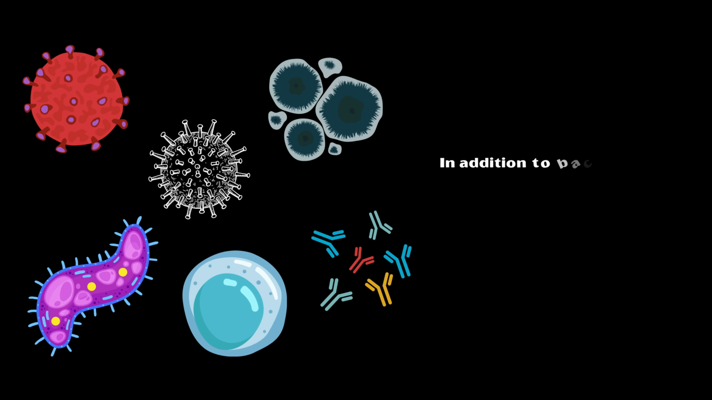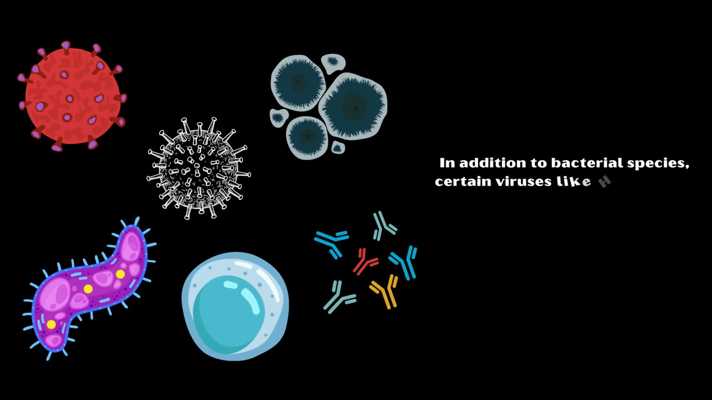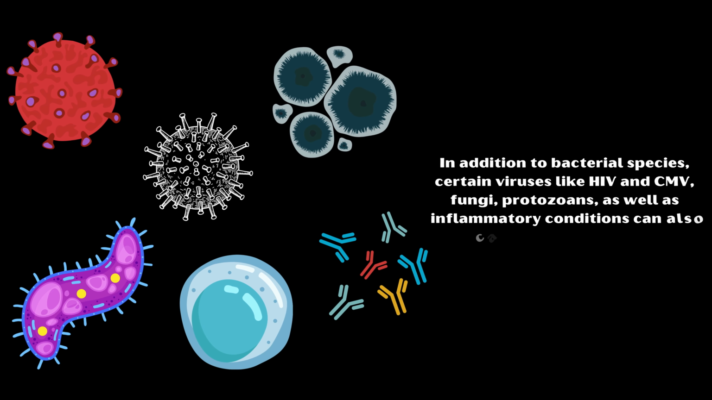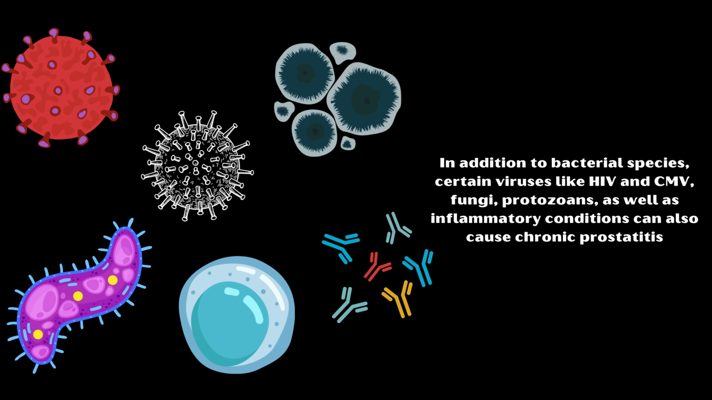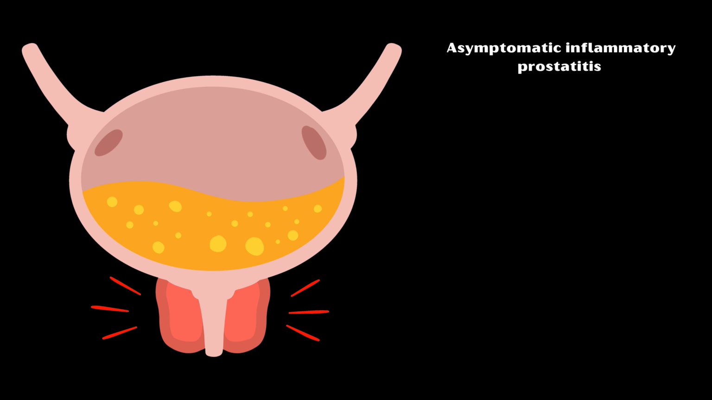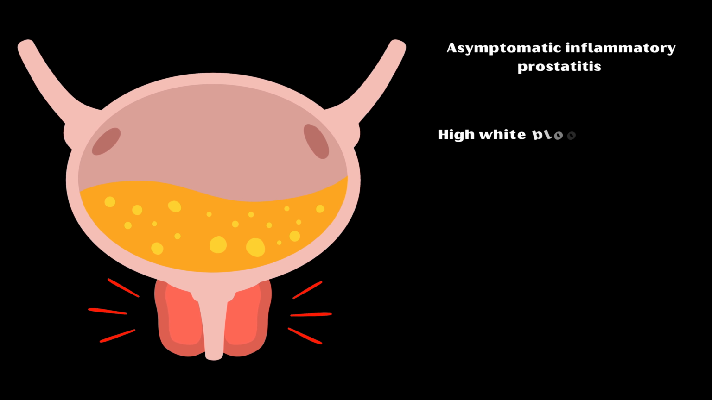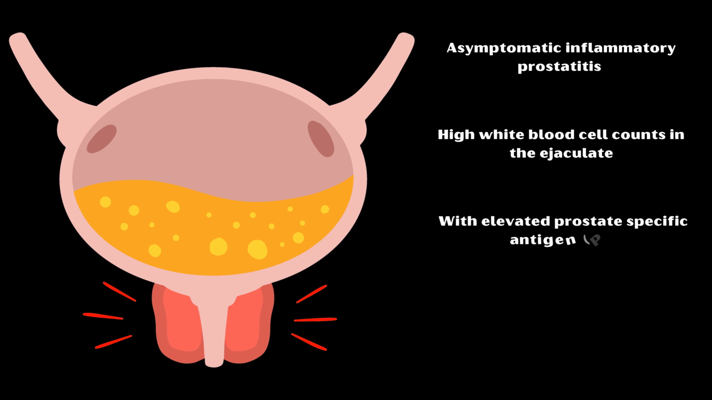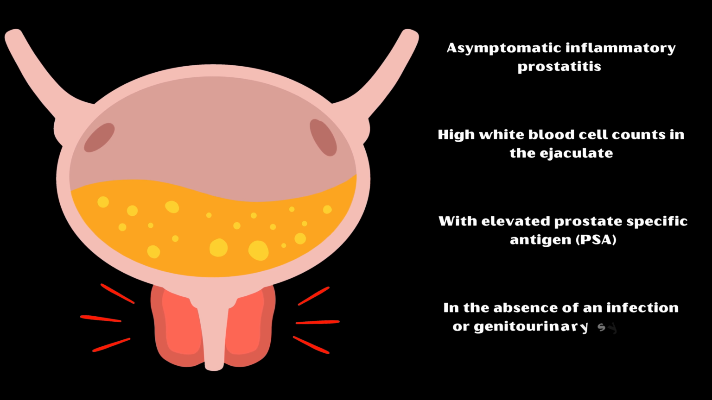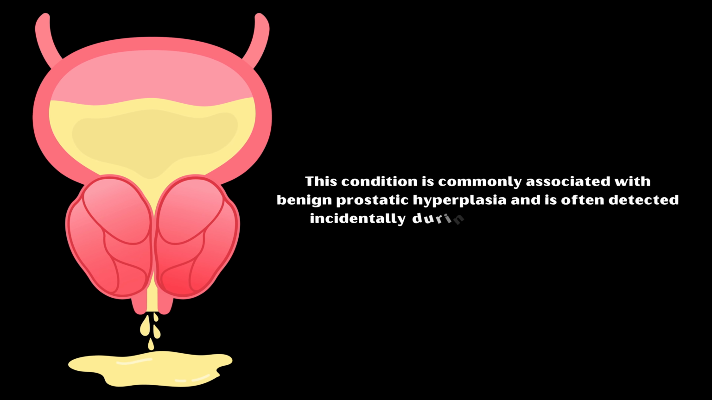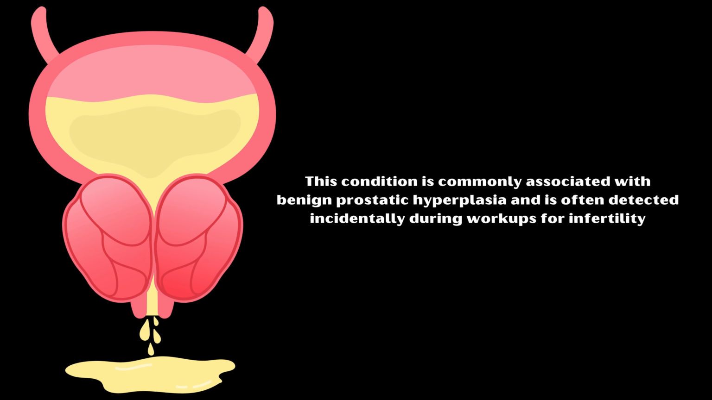In addition to bacterial species, certain viruses like HIV and CMV, fungi, protozoans, as well as inflammatory conditions can also cause chronic prostatitis. Asymptomatic inflammatory prostatitis is characterized by the presence of high white blood cell counts in the ejaculate, with elevated prostate-specific antigen, or PSA, in the absence of an infection or genitourinary symptoms. This condition is commonly associated with benign prostatic hyperplasia and is often detected incidentally during workups for infertility.